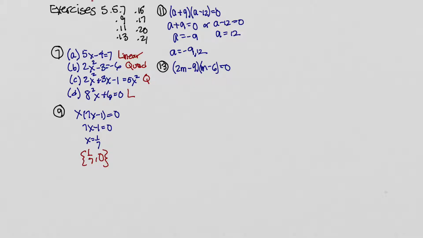In problem number 13, we've got two factors giving us 0. So what we're going to do is use the zero factor property, and we can write this. 2m minus 9 must be 0, or m minus 6 could be 0. One of them's got to be 0, right? We're multiplying two numbers together and we're getting 0. One of them has to be 0. It could be the first one being 0 or the second one being 0.